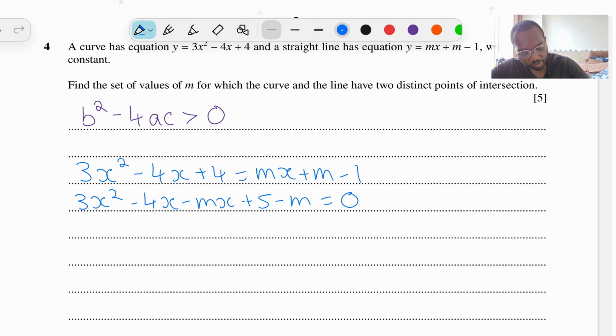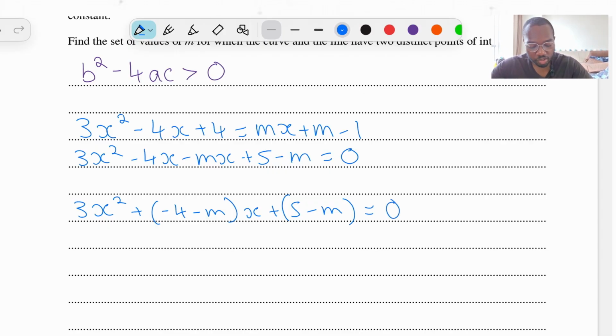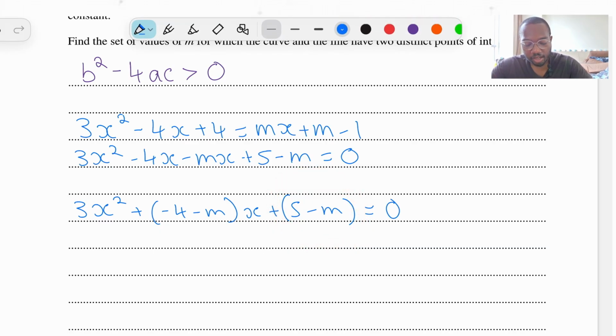So now I'm going to rewrite this a bit differently, as 3x squared, the same. Now I'm going to take out the factor of x, so we'd get plus, we would get minus 4 minus m, x, okay? And then for this, I'm also going to write this in brackets, the 5 minus m. So now we can clearly see that this is a quadratic equation, okay? We will clearly have our a, b, and c values. This will be our a value, all of this will be our b value, and then all of this would be our c value there.